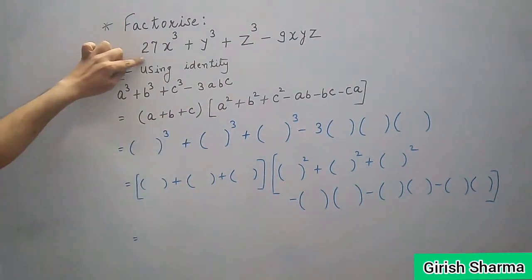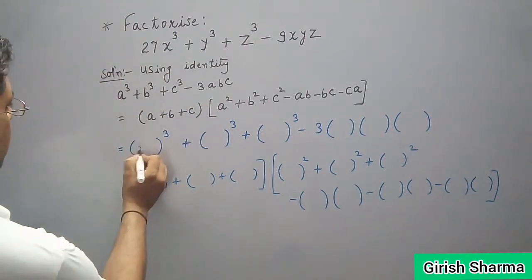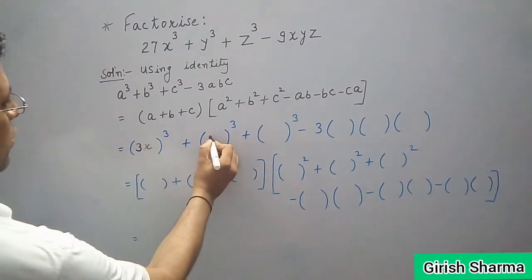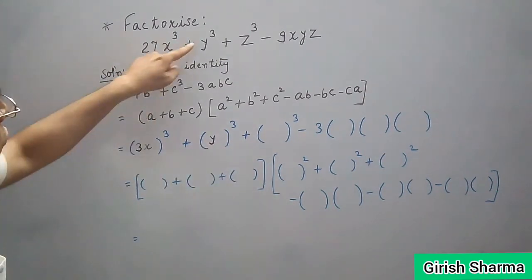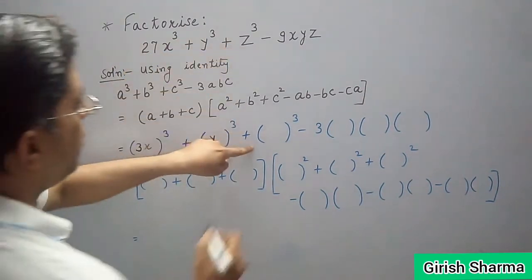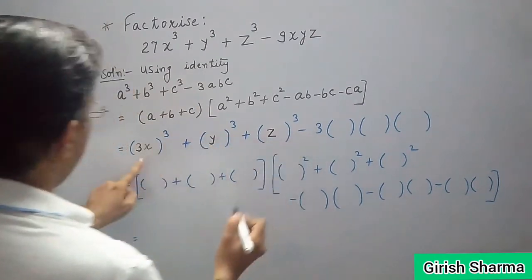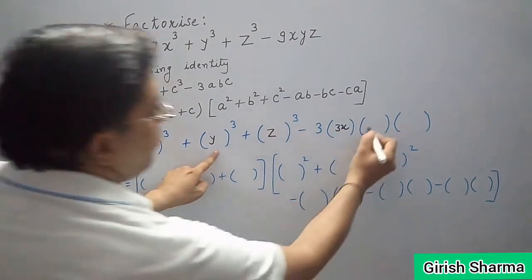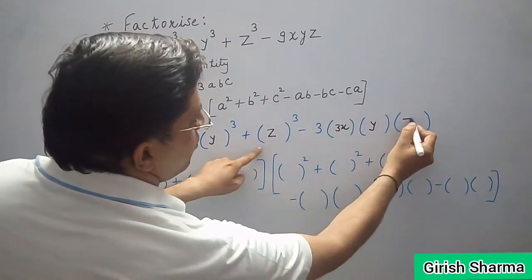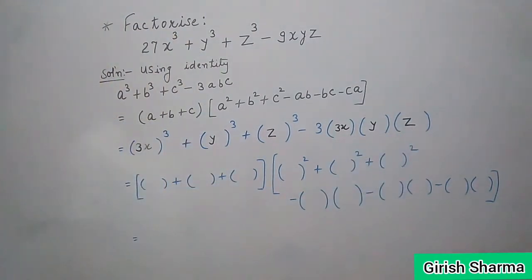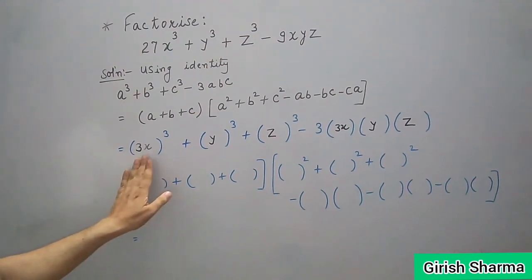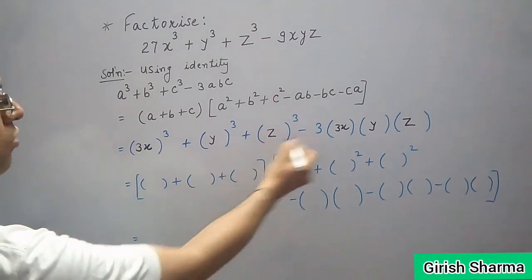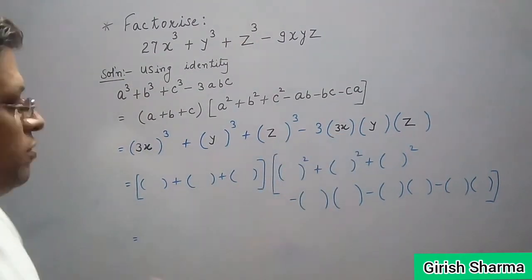See here, 27x cube, so I can write here 3x. Then here y, because y cube here, and z cube, you can write z. Then this 3x, you write here 3x. This y, you write here y. This is your z. This is in terms of a cube plus b cube plus c cube minus 3abc.